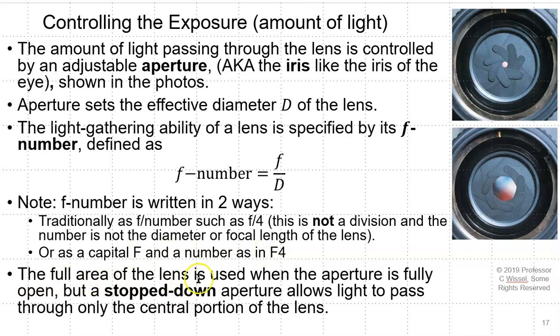The full area of the lens is used when the aperture is fully open, but a stop-down aperture allows the light to pass only through the central portion of the lens. This would be definitely stopped down. All that's going on here is they've closed this aperture down.